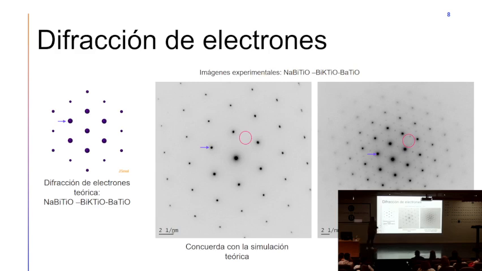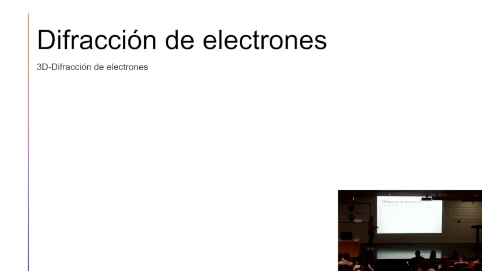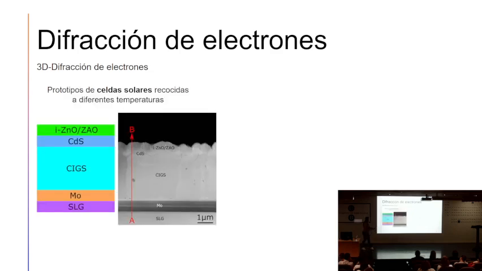Entonces, en resumidas cuentas, la difracción nos sirve para identificar el material que estamos observando, la simetría con la estructura cristalina y la fase, la orientación, y también nos permite identificar órdenes periódicos que están dentro del material. Veamos un ejemplo.